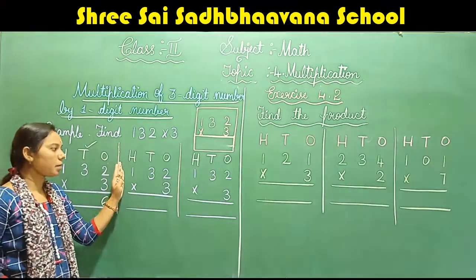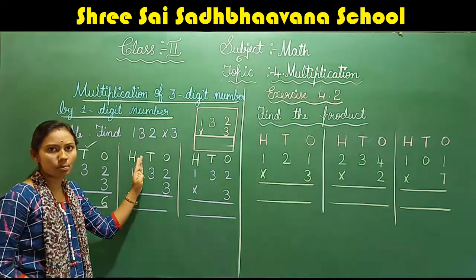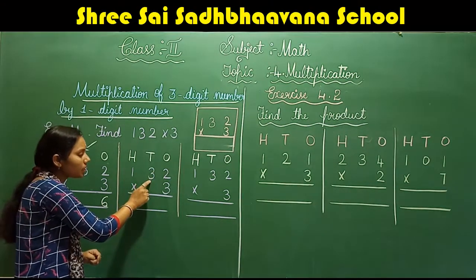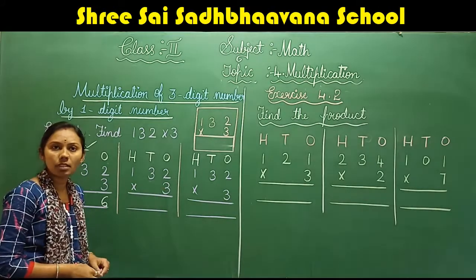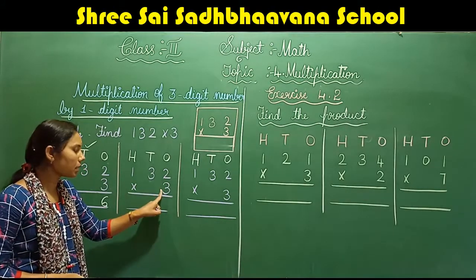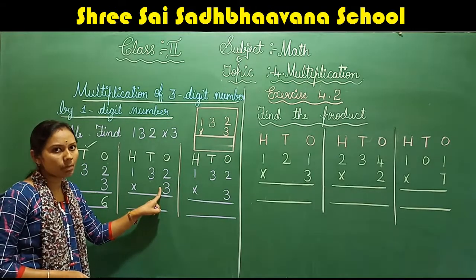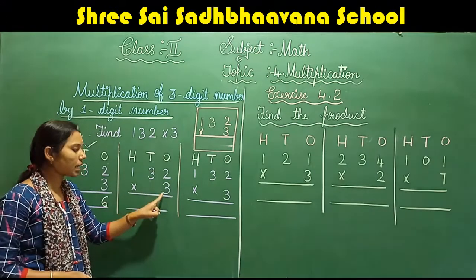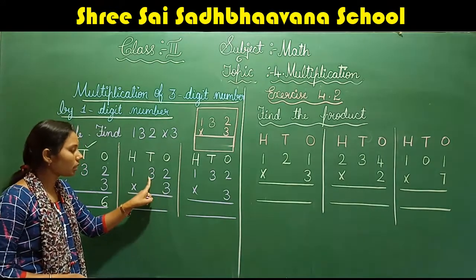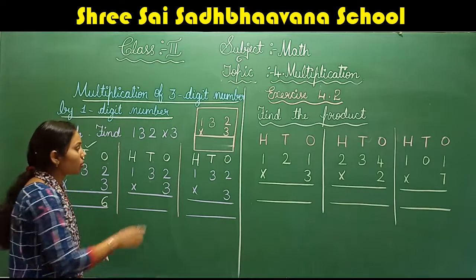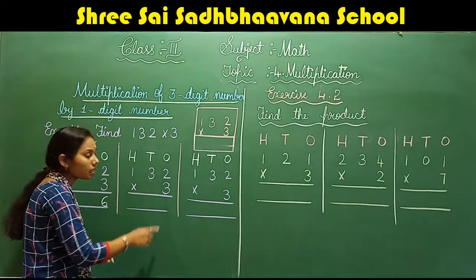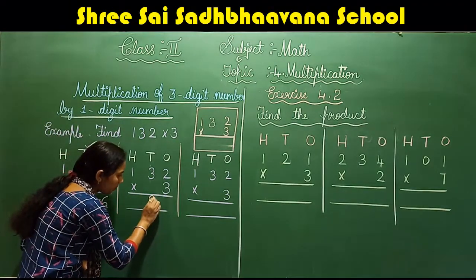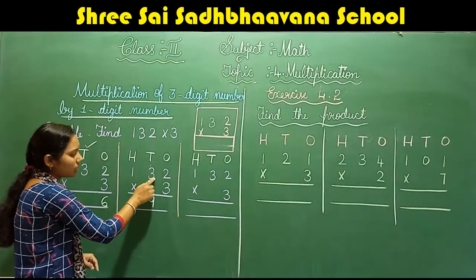Now in the second step we are going to multiply the 10's place. In the 10's place, we can see the number 3. This 3 tens, we are going to multiply with 3. This is the multiplier, 3 is the multiplier. So, 3 threes are 9. This 9 we are going to write in the 10's place. Okay, 3 threes are 9.